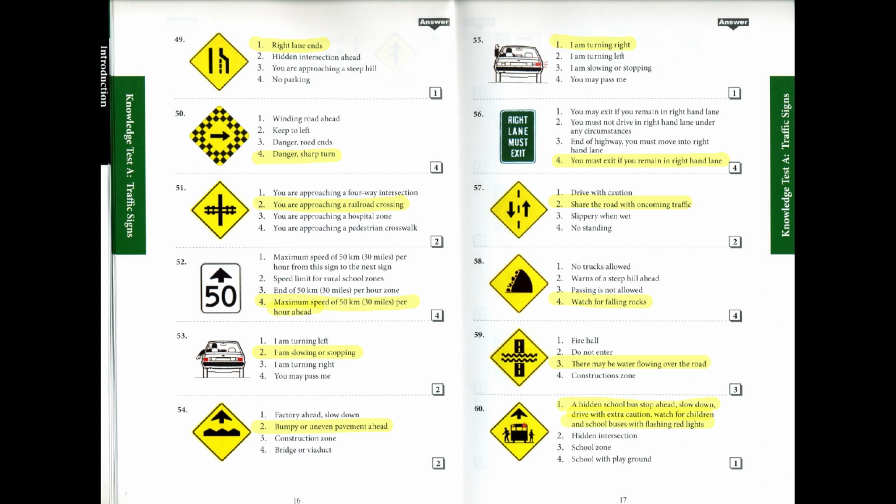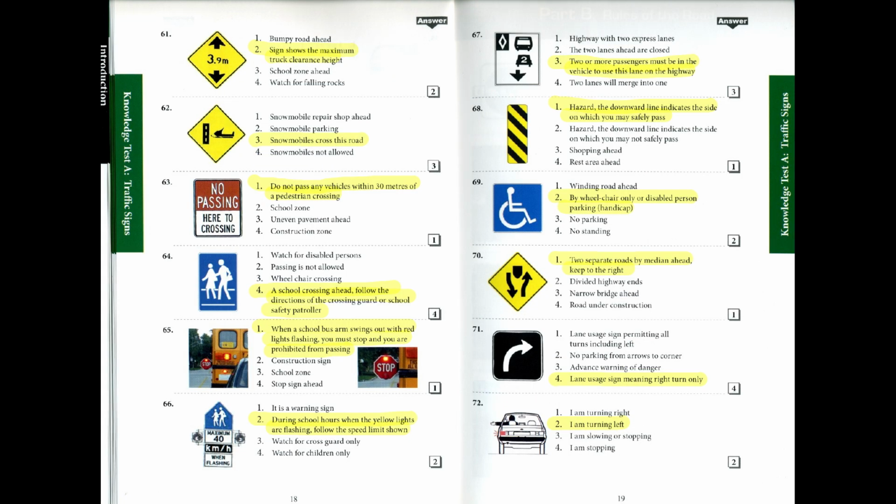Number 60. A hidden school bus stop ahead, slow down, drive with extra caution, watch for children and school buses with flashing red lights. Number 61. Sign shows the maximum truck clearance height. Number 62. Snowmobiles cross this road. Number 63. No passing, here to crossing. Do not pass any vehicles within 30 meters of a pedestrian crossing.